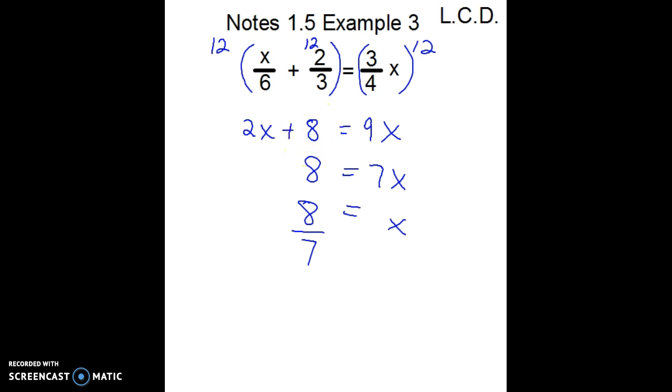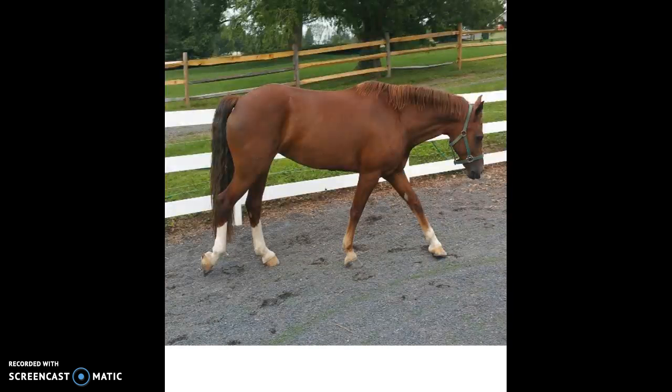Hope you like it. And I want to introduce the new family member. This is Bella. She's a Welsh Cob, 9-year-old mare, and I've been starting to work her. Thanks, folks. Have a great day.